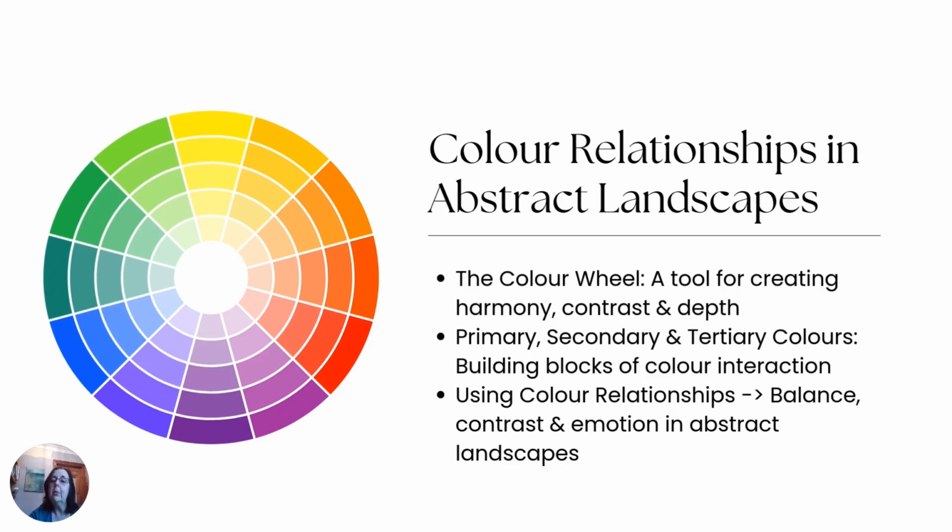For split complementary, choose a base colour, find its complement opposite on the colour wheel, and instead of using the exact complement, use the two colours adjacent to it. These relationships shape the way we experience a painting, even when the landscape itself isn't realistic. Whether you want a piece to feel peaceful or dynamic, your colour choices will guide the mood.